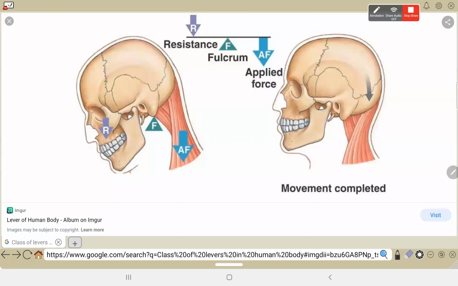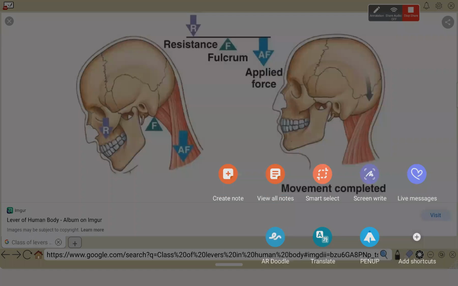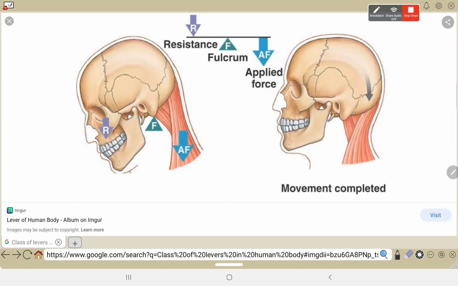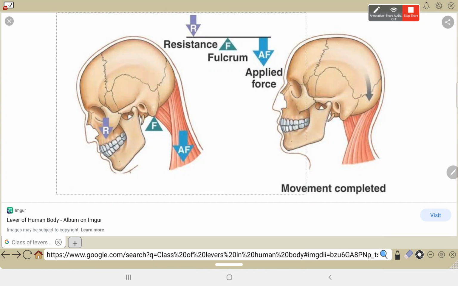Is this diagram visible? Is this diagram visible on your screen? Yes, sir. Right. So in the case of the first class of lever, it is the movement or nodding of your head.